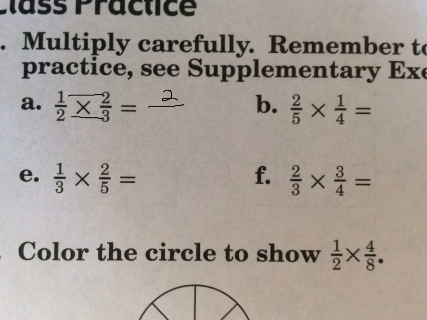And then 2 times 3, that'd be 6. And our answer is 2/6. Now that can't be our final answer because that can be reduced. What goes into 2 and 6? 2 does. 2 goes into 2 one time, 2 goes into 6 3 times. And that's our final answer of 1/3.